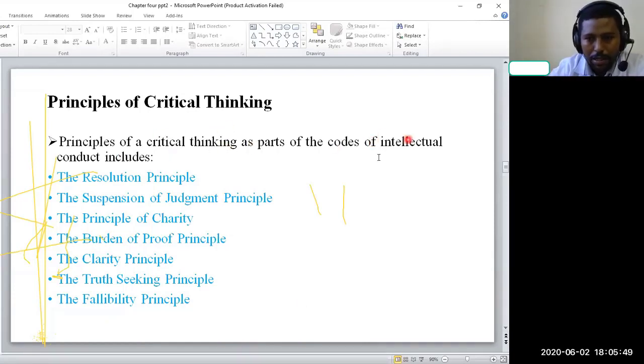So now let's look at the codes of intellectual conduct in the case of critical thinking. We have around 7 or 8 principles: the resolution principle, the suspension of judgment principle, the principle of charity, the principle of burden of proof, the clarity principle, the truth-seeking principle, and the fallibility principle. You have a preliminary understanding of some of these. So let's start by looking at the fallibility principle.